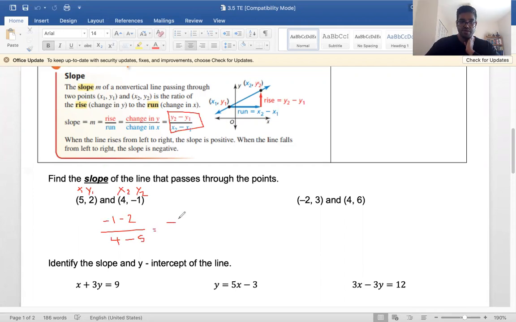Negative 1 minus 2 is negative 3. 4 minus 5 is negative 1. Simplify down, negative 3 divided by negative 1 is a positive 3. So m equals positive 3. Now I found the slope between those 2 points. So I'm rising 3, running 1 between those points. And if you're not sure, you can always graph it. Put the points on a graph and see, you can do your rise over run.